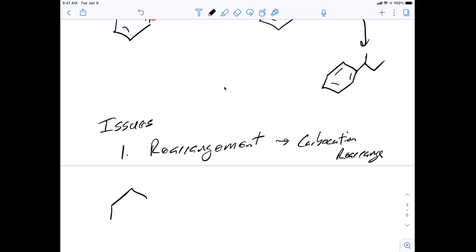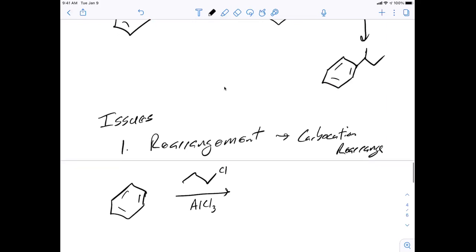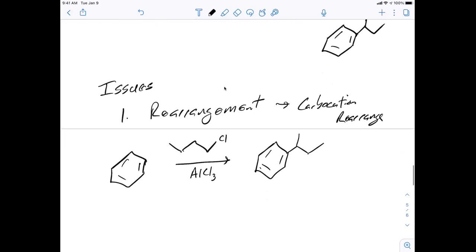So if I wanted to take this benzene and react it with this chloride, and again, primaries aren't favored, but they can occur. What's going to happen is that I only get one product out of this. And that product is not the terminal, that product is the secondary. So I don't get the primary, I get the secondary. What I had wanted to do was make this, but I don't get any of that.